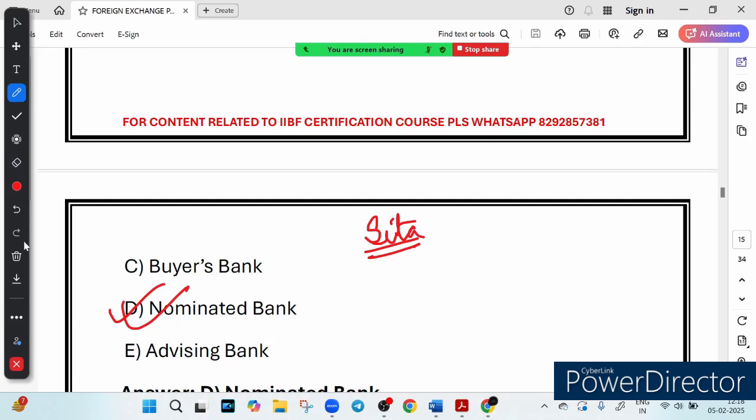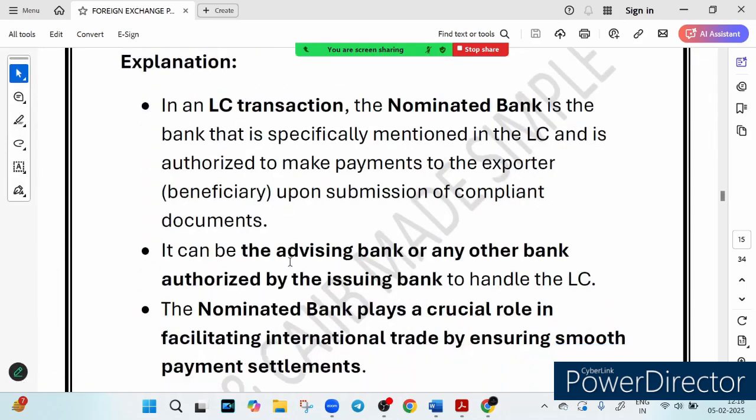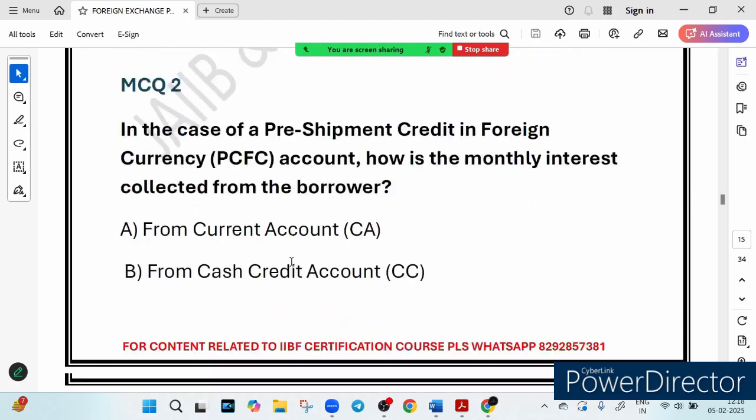So what did we learn from this particular question? Let us summarize, because each and every bank is super important, right? What we learned is that the nominated bank is the bank responsible for making the credit available to the beneficiary. The bank may be the advising bank or another authorized bank as specified in the LC. While other banks like the buyer's bank, confirming bank and advising bank play important roles, the nominated bank is the one that ensures payment is made to the beneficiary. This is the point we learned. Now let's see the next question.